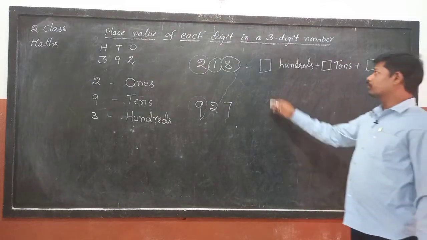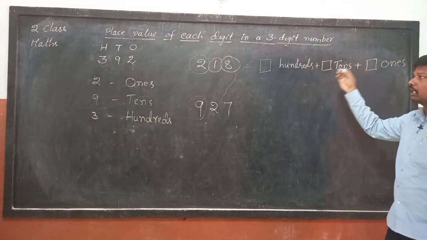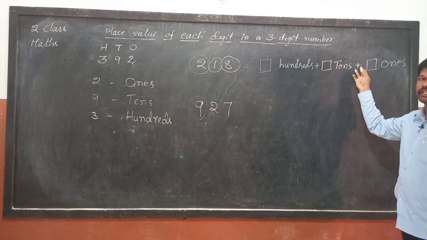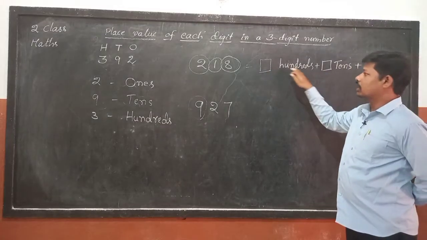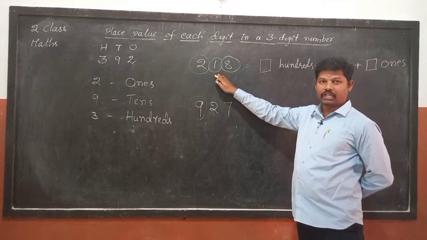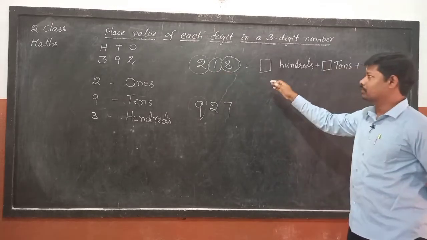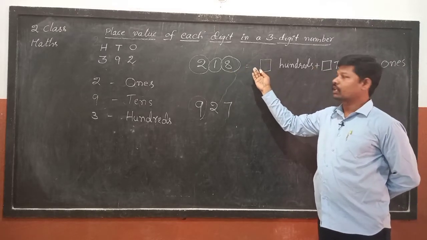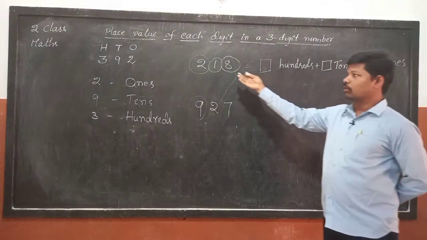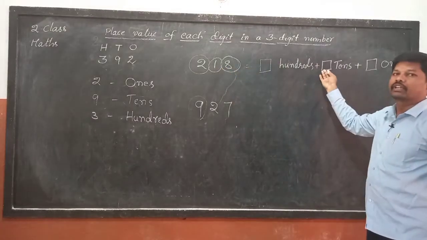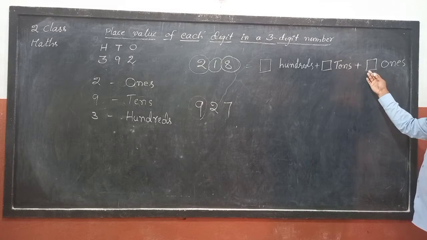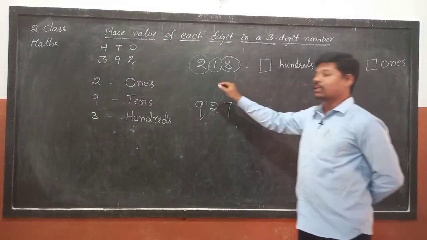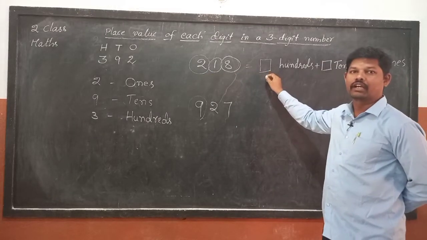Now we have to fill these boxes. By observing this number, you have to fill these boxes. In this number, how many hundreds are there? You have to fill here. How many tens are there? Fill this box. And last one, how many ones are there? You have to fill this box. So simply observe the number and write in the box.